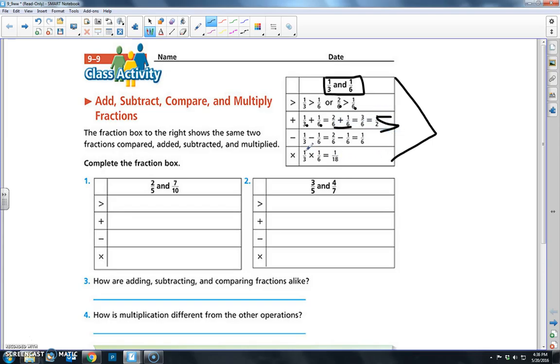Simplify. Okay? Same thing with subtraction. Common denominators right here, and then that. And then multiplication, straight across. 1 times 1 is 1. 3 times 6 is 18. Okay? So go ahead, do that for these 2 problems. Pause the video.